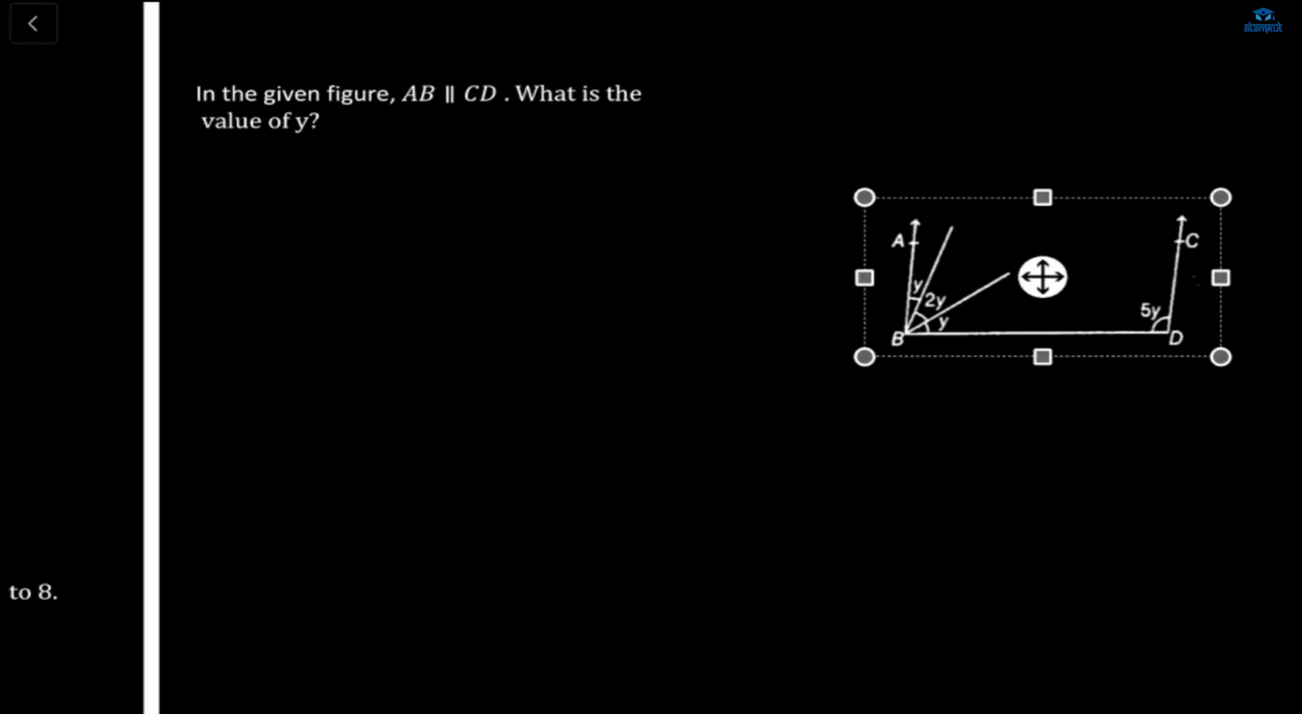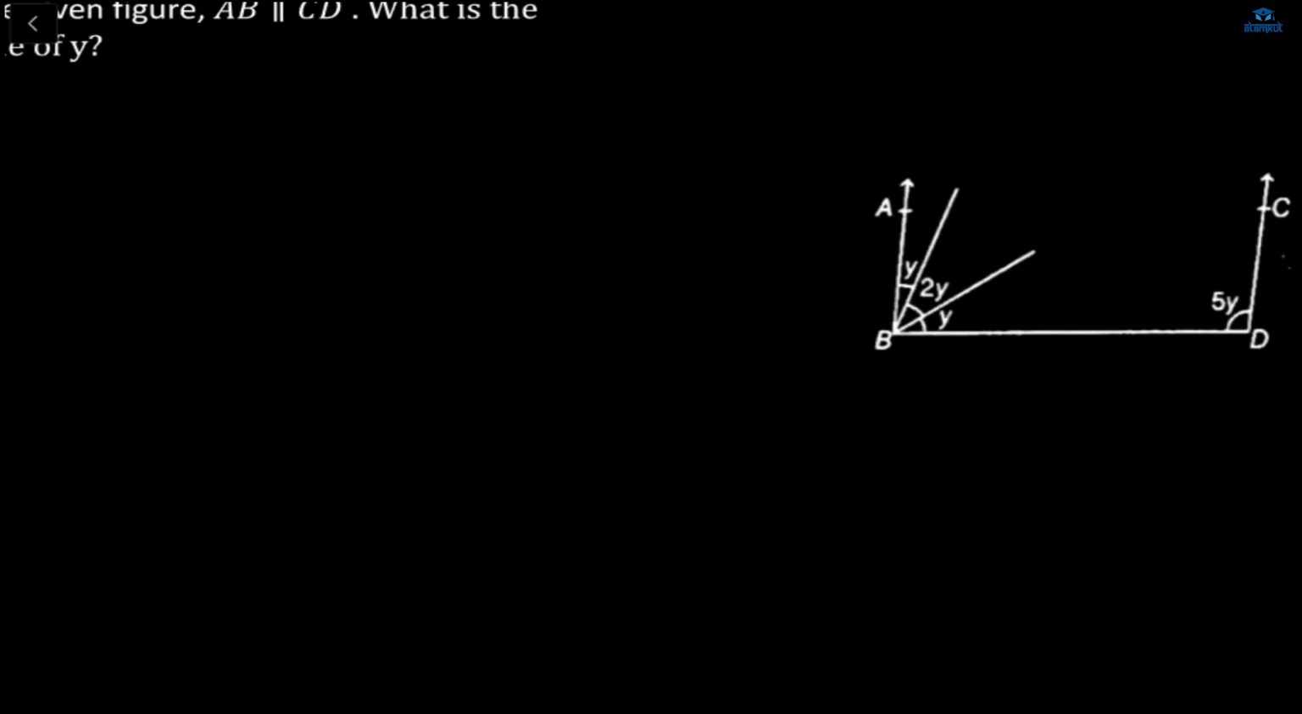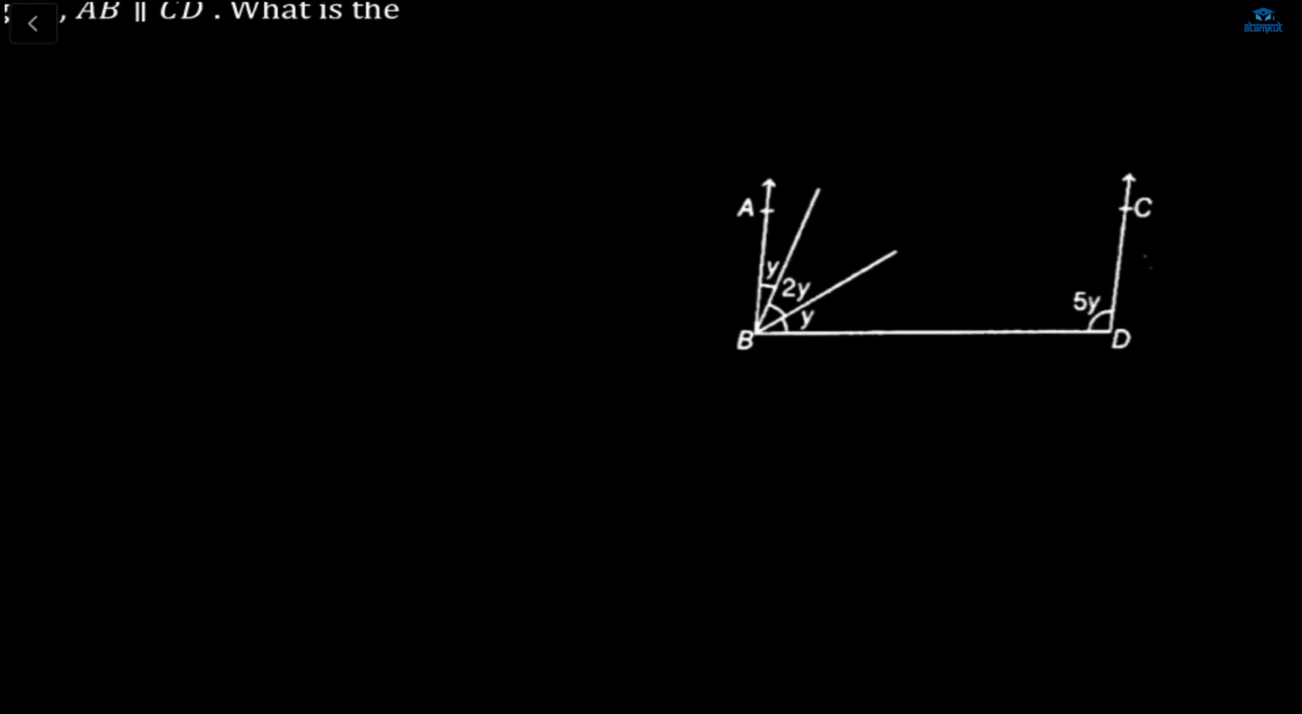Okay, now this is a question. In the given figure, AB is parallel to CD. What is the value of Y? Now you have to tell me the value of Y. AB is parallel to CD, and BD is a transversal, you can say. So how can we calculate the value of Y?